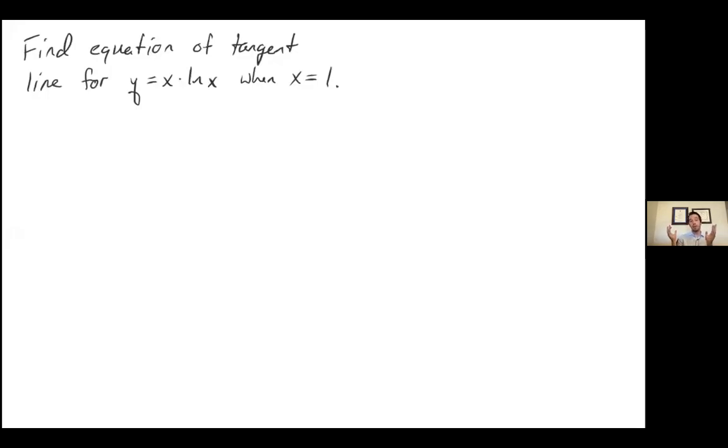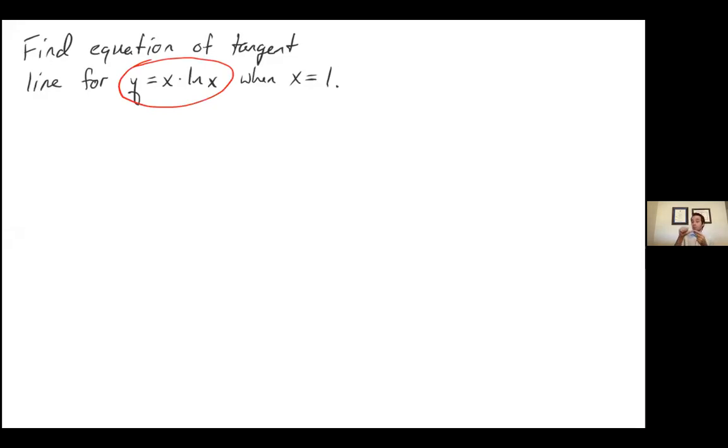Another day, another calculus problem. Let's get it out of the way. I want to find the equation of a tangent line for this function, y equals x times ln x, when x equals 1. Here's how I'm going to get it.